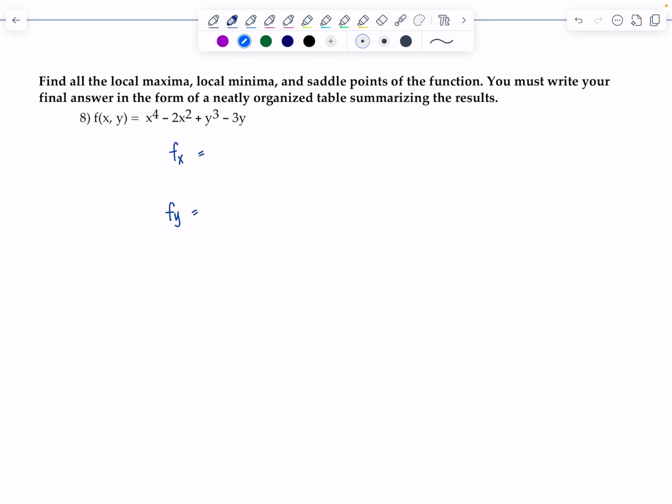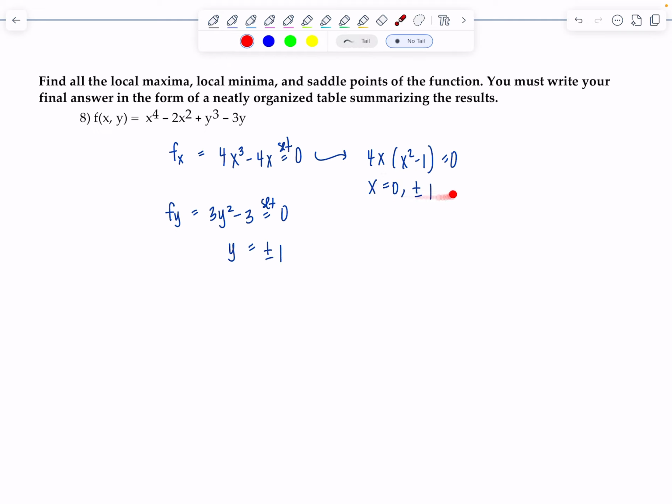So partial with respect to x, that's 4x cubed minus 4x. Let me set that to 0. So then we got, let me factor, 4x times (x squared minus 1) is 0. So then x can either be 0 or plus or minus 1. And then partial with respect to y would be 3y squared minus 3. Let's set that to 0. So then y is plus or minus 1.